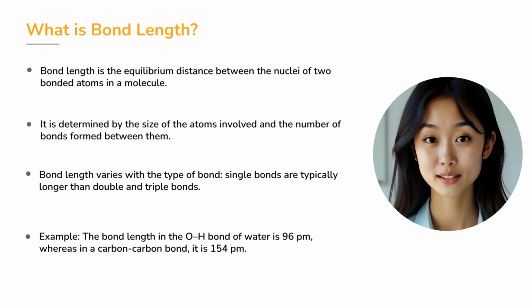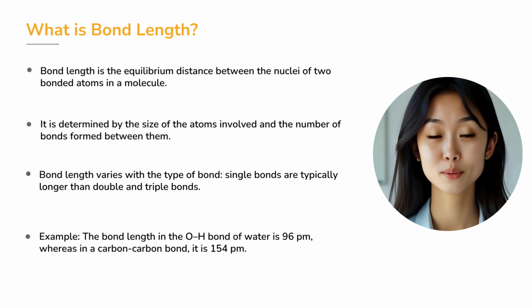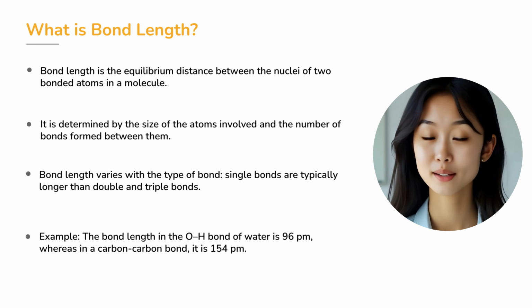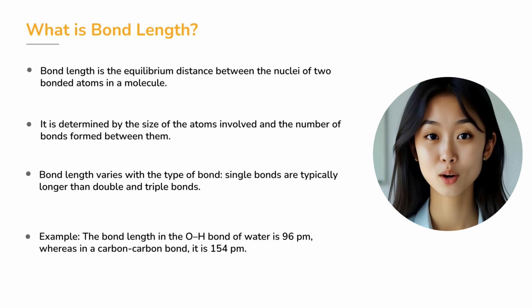Bond length is simply the distance between the nuclei of two bonded atoms in a molecule. You can think of it like the space between two people holding hands. The closer they are, the stronger the bond. The length depends on the size of the atoms and how many bonds they form. For instance, a single bond between two hydrogen atoms has a bond length of 74 picometers, 74 pm, while a triple bond between nitrogen atoms is much shorter. This is because triple bonds pull the atoms closer together.